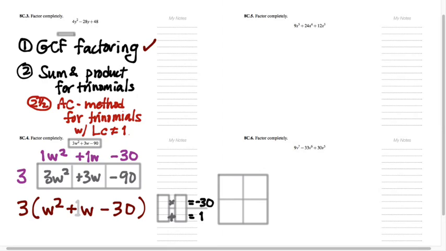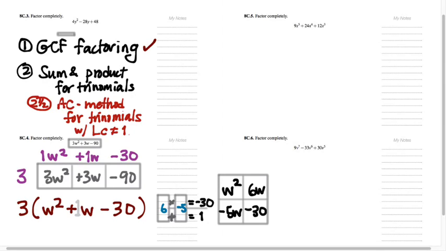Great. So we know we want the product to be negative 30, and we want the sum to be positive 1. So then the question is, what pair of numbers solve that puzzle? 6 and negative 5. Yep, 6 times negative 5 is negative 30. 6 plus negative 5 is equal to 1. So if we're doing this with a lattice, we would use that solution to split the middle term. We would put 6w in one of the squares and minus 5w in the other square.